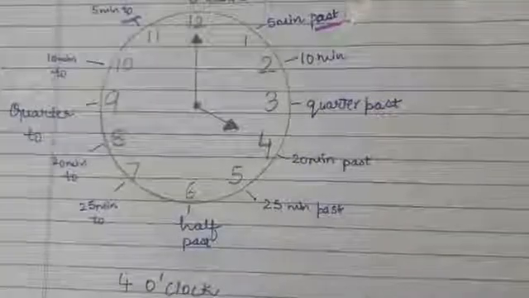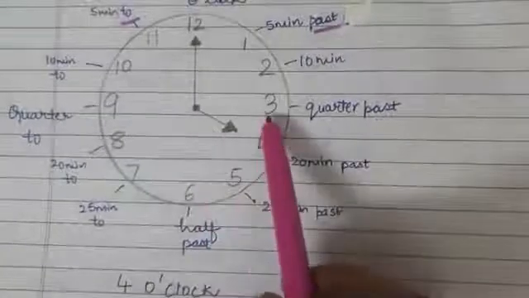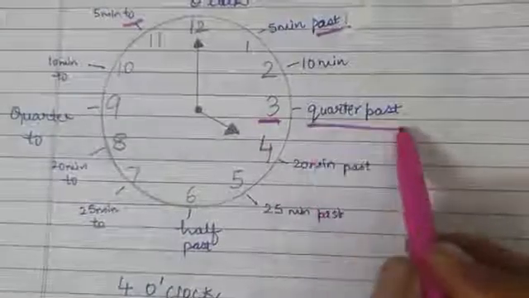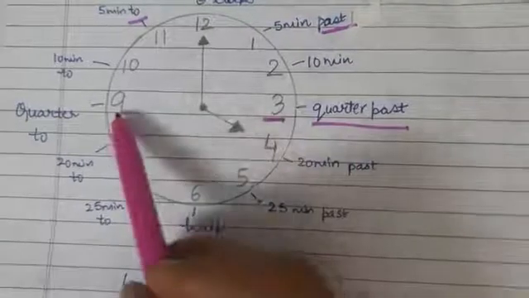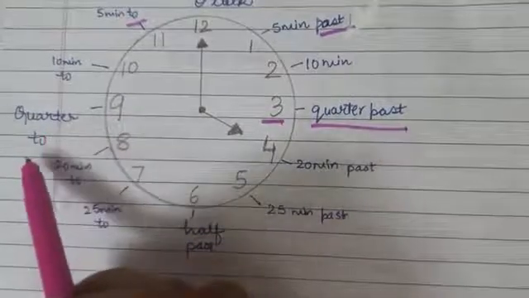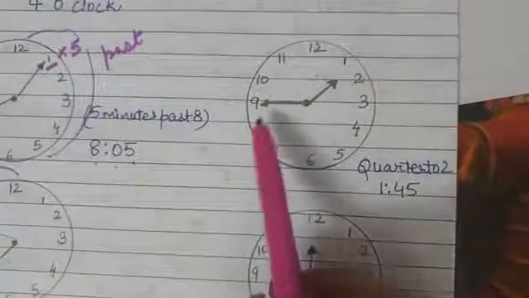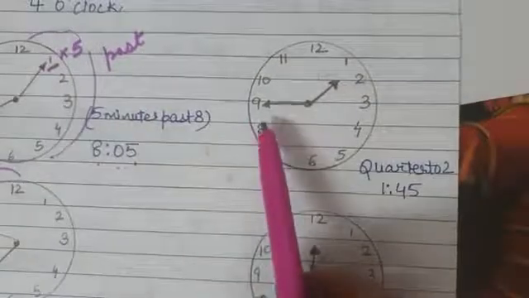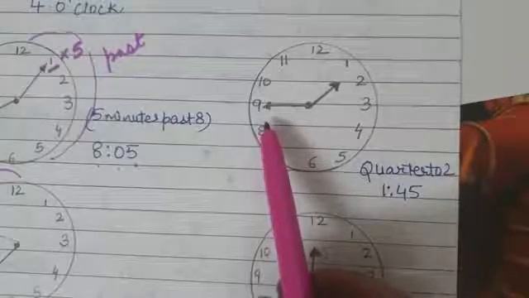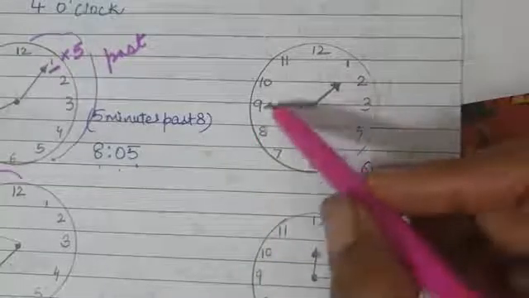Now children, when the minute hand is at 3, we use quarter past, and when the minute hand is at 9, we use quarter to. Now see these examples. The minute hand is at 9. So what will we use? Quarter to.